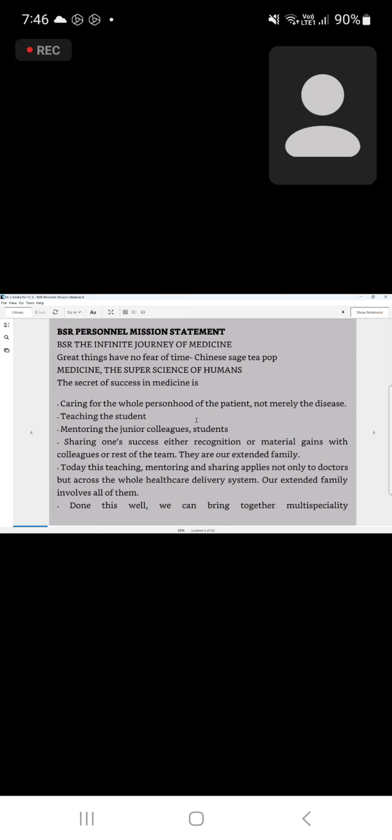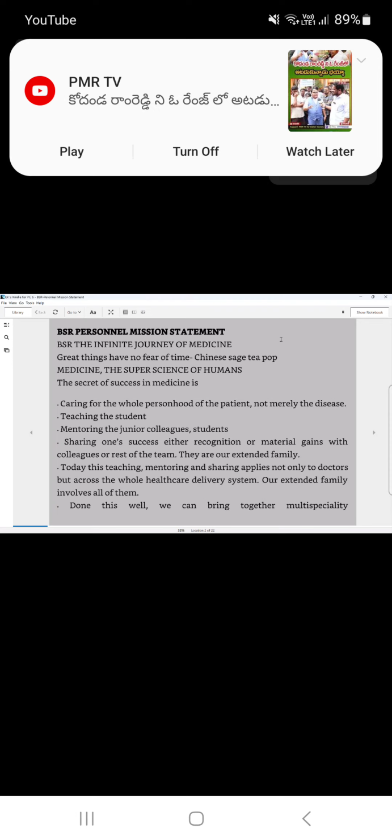Great things have no fear of time. Chinese sage. Medicine, the super science of humans. The secret of success in medicine is caring for the whole personhood of the patient, not merely the disease. Teaching the students, mentoring the junior colleagues, sharing one's success, either recognition or material gains, with colleagues or the rest of the team. They are our extended family. Today this teaching, mentoring, and sharing applies not only to doctors but across the whole healthcare delivery system. Our extended family involves all of them.